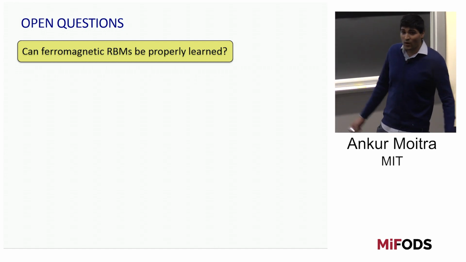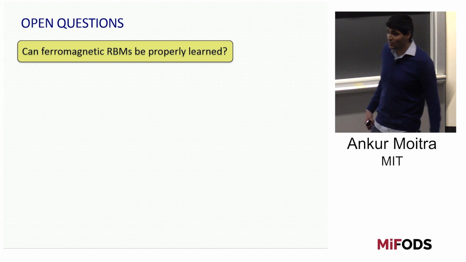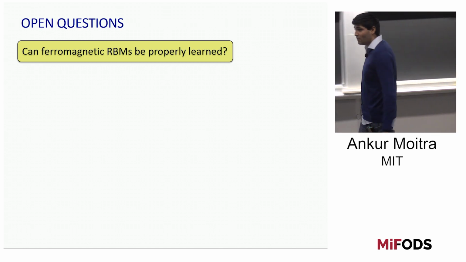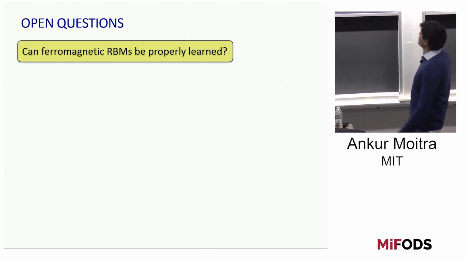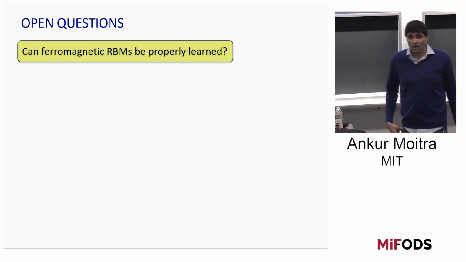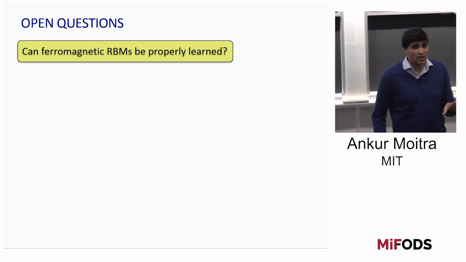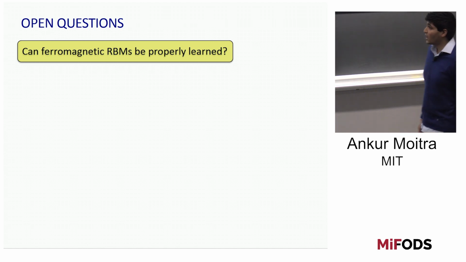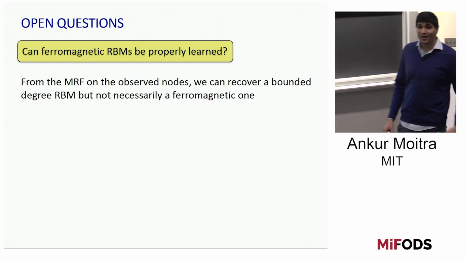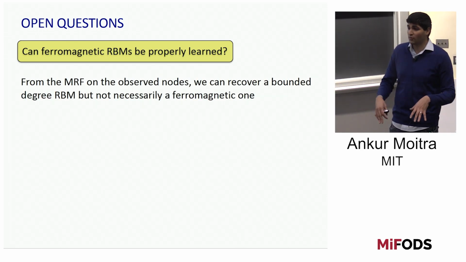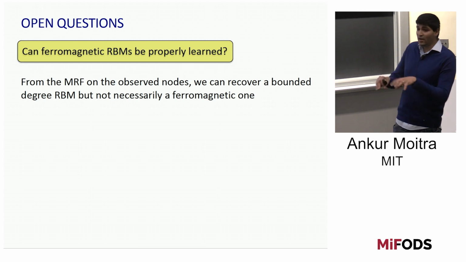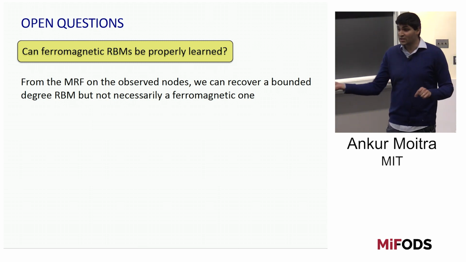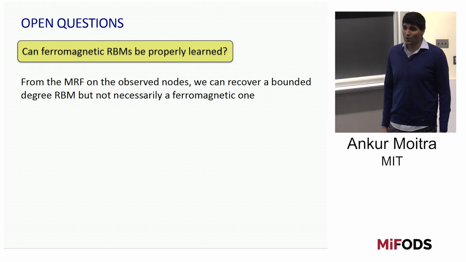Now, there are many open questions. Some of you have already asked me those. I don't have any answers, but let me repeat the questions. So in fact, one of the most natural technical questions, which is not answered by this work, is actually whether you can properly learn ferromagnetic RBMs. Because what we actually talked about was learning an MRF description of the observed nodes. Now you can take that MRF and back out some RBM. The catch is that you don't necessarily get a ferromagnetic one.